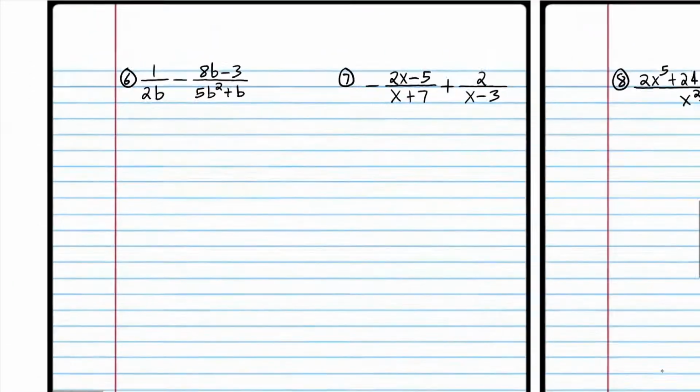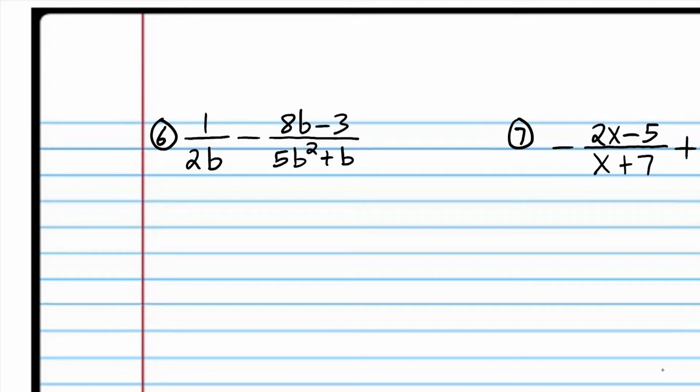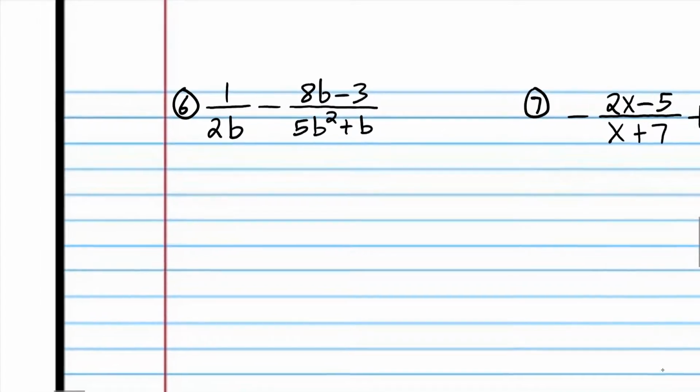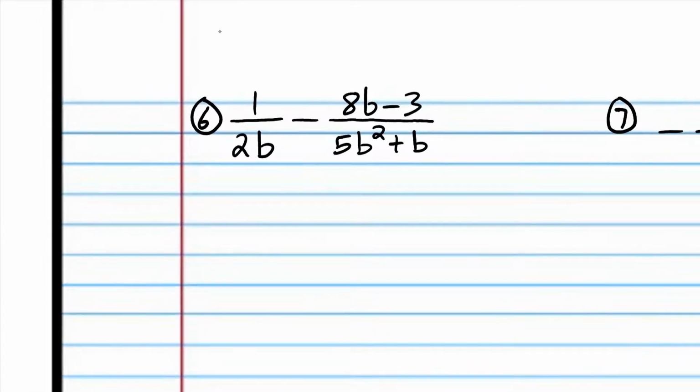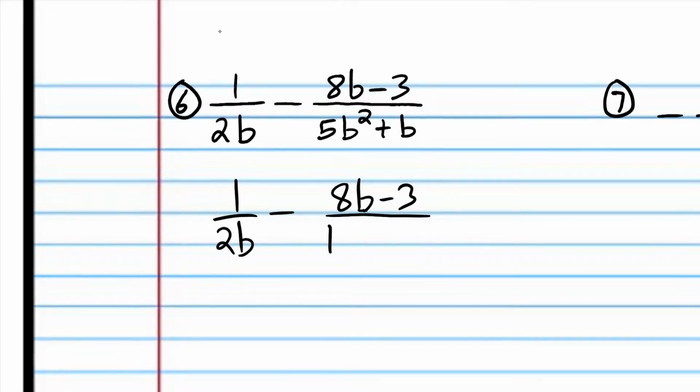On to number 6. Now we're going to subtract fractions. And now remember, we cannot add or subtract fractions without a common denominator. And we don't just want any denominator. We want the simplest denominator we can find. But it's hard to find that unless we factor completely. So we see in the denominator at the right that we can factor out a b.